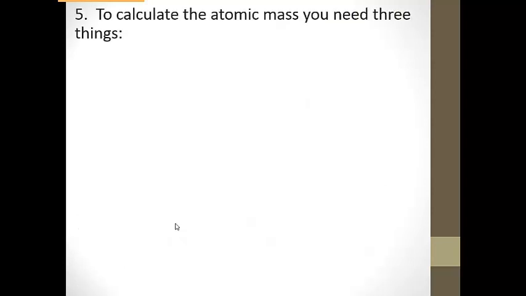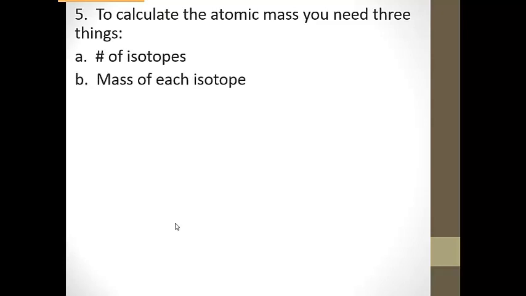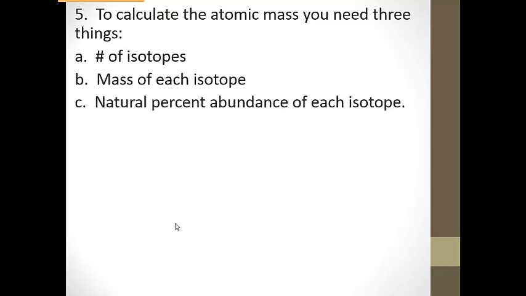All right, so some things that you're going to need in order to calculate the mass. You're going to need 3 things. First of all, you need to know how many isotopes there are. You need to know the mass of each isotope. And you also need to know the abundance of each. If we have 99% of a certain mass and only 1% of a different type, well, then that needs to be calculated as well when we're trying to calculate our average mass.